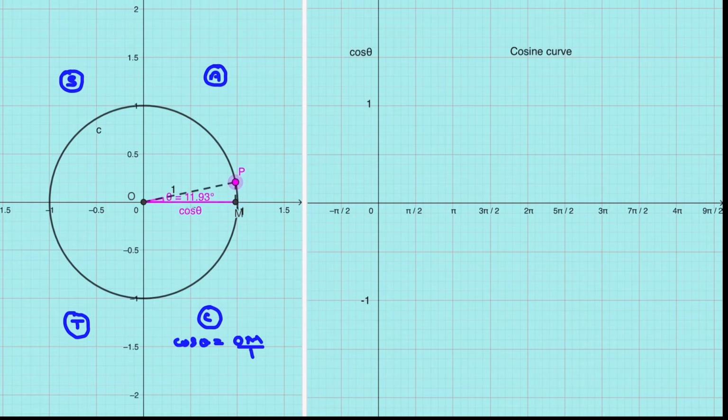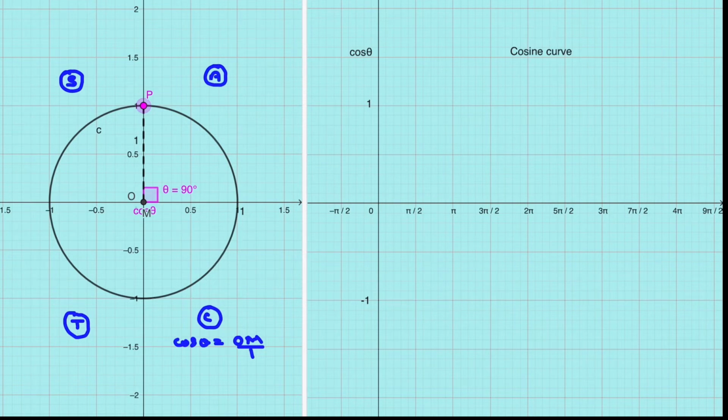As theta increases in the first quadrant, cos theta value decreases. Look at the length of the pink line. It reduces as theta increases. In the first quadrant, cos theta decreases from 1 to 0. Here theta is 90 degrees, cos theta is 0. There is no pink line. The x coordinate of this P point will be 0.